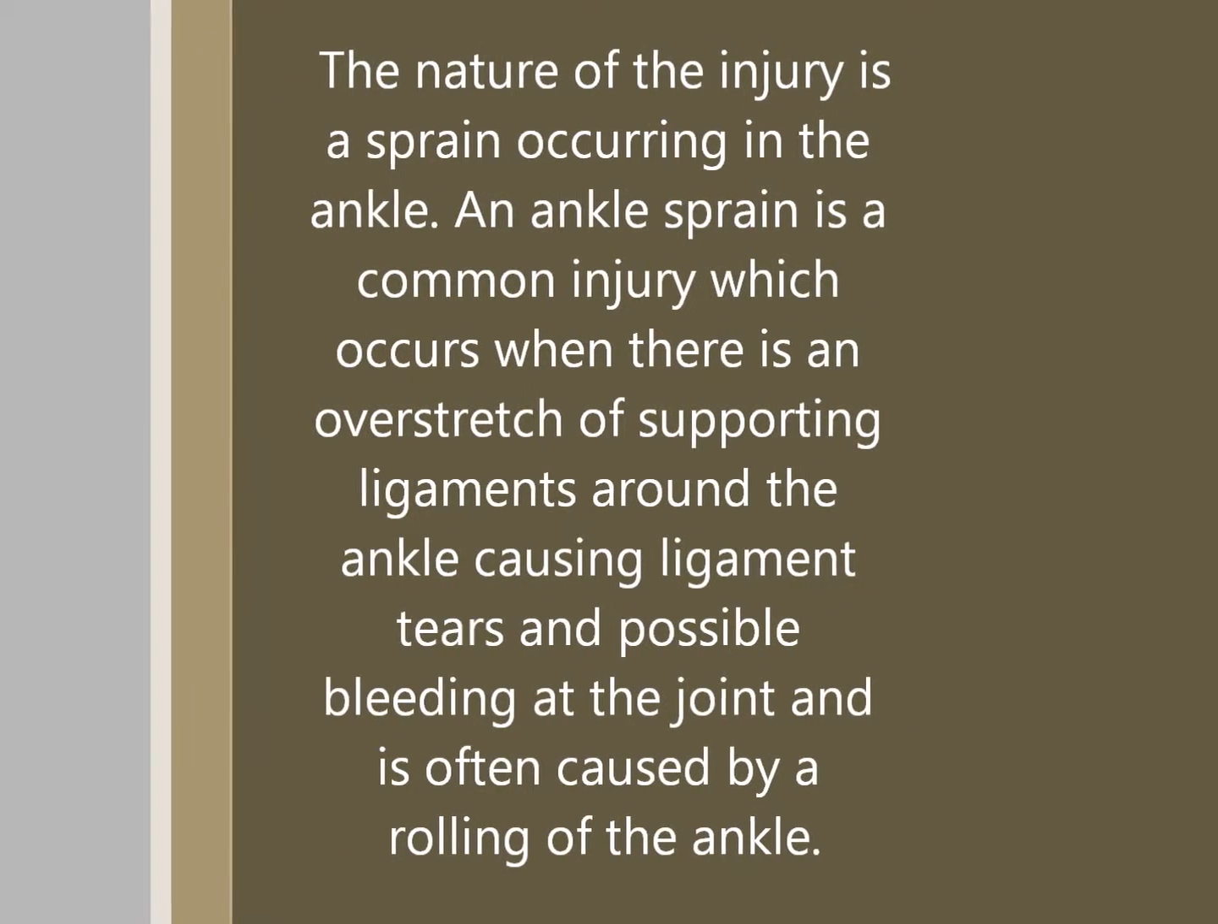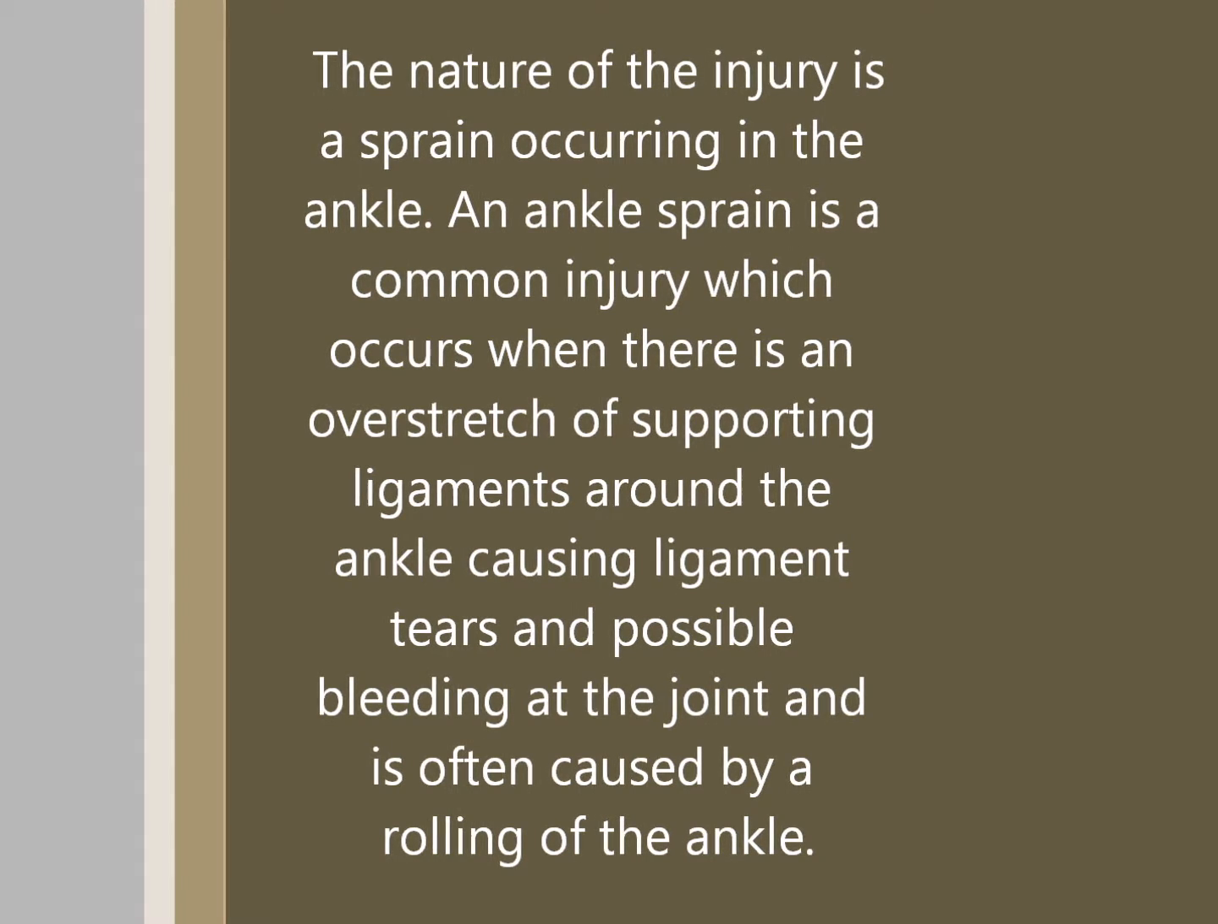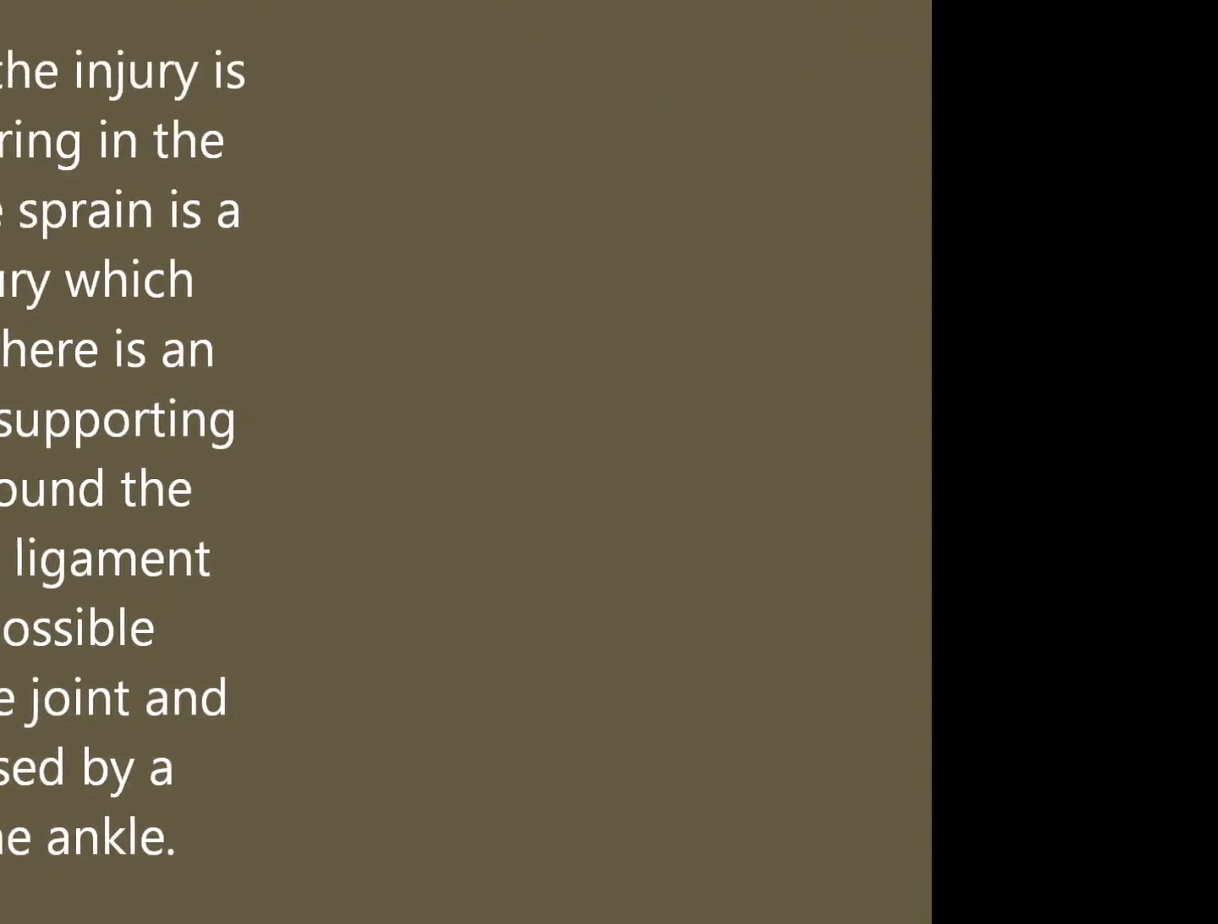The nature of the injury is a sprain occurring in the ankle. An ankle sprain is a common injury which occurs when there is an overstretch of supporting ligaments around the ankle, causing ligament tears and possible bleeding at the joint, and is often caused by rolling of the ankle.